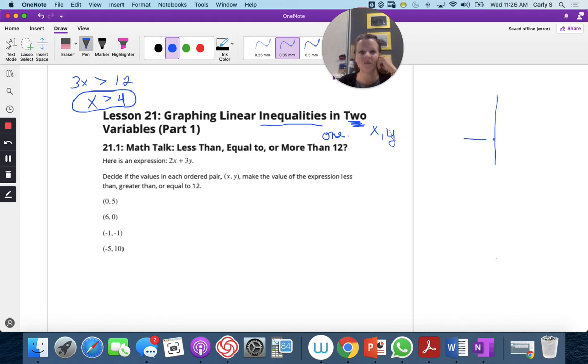Because with x and y, we can graph on the coordinate plane, right? So here's an expression, 2x plus 3y. Decide if the values in each ordered pair make the value of the expression less than, greater than, or equal to 12. Those are our options.